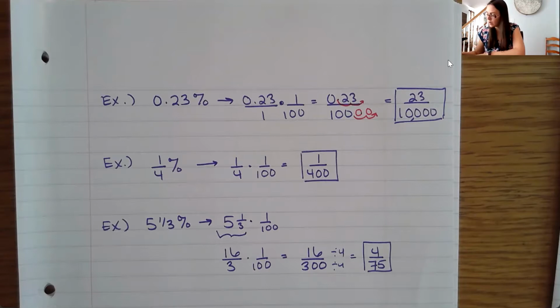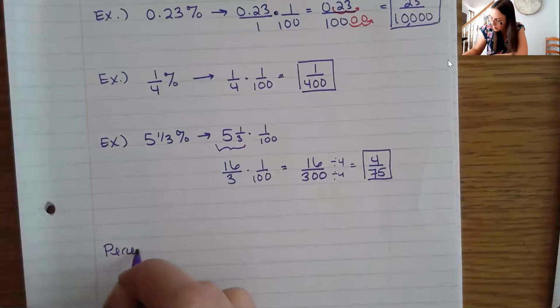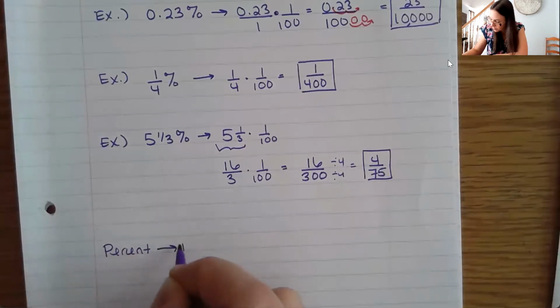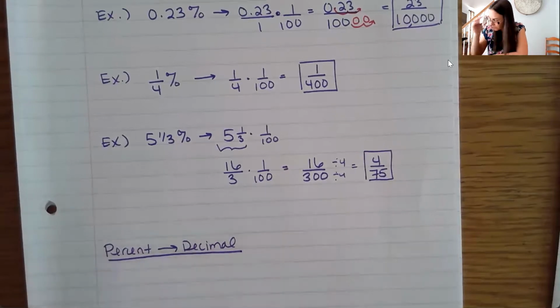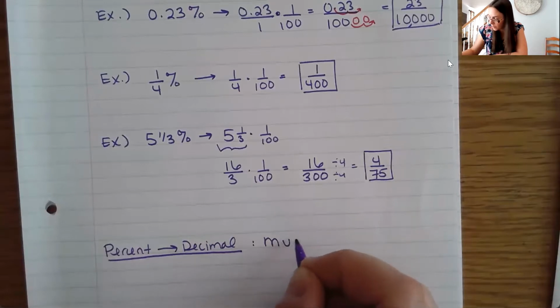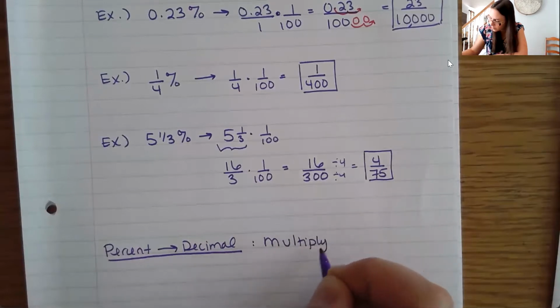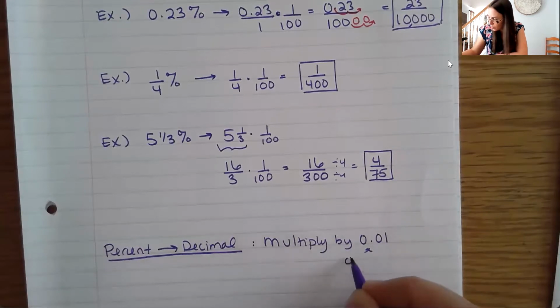Okay, so let's do the other way now. So how do we go from a percent to a decimal? So we're also going to multiply by 1/100th here.